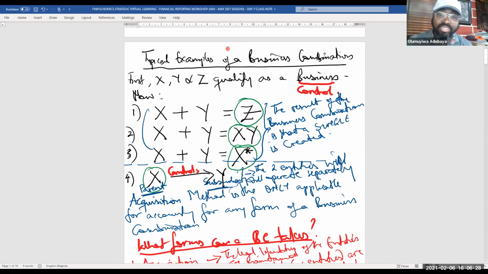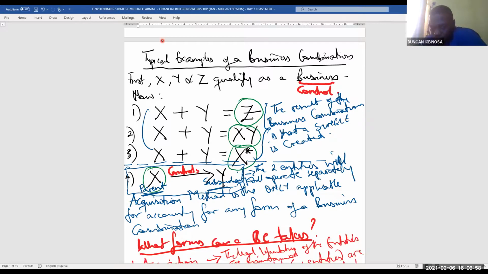Which then presupposes that it is only a business combination that involves this stage 4 or number 4 that will require the preparation of group accounts. Why? Because it is only that that creates a group. And it's only when you have a group that you prepare a group what? Account. And group account is the combined account of a parent and a subsidiary as if they are of a single economic unit or entity.